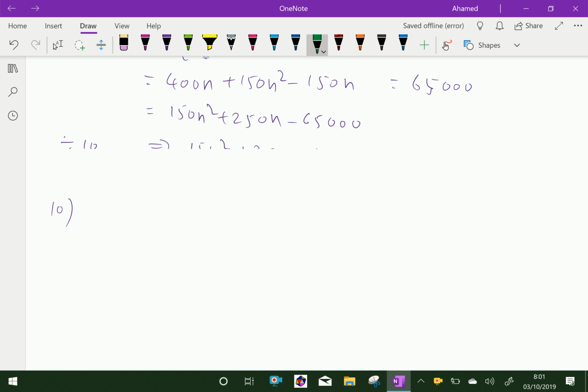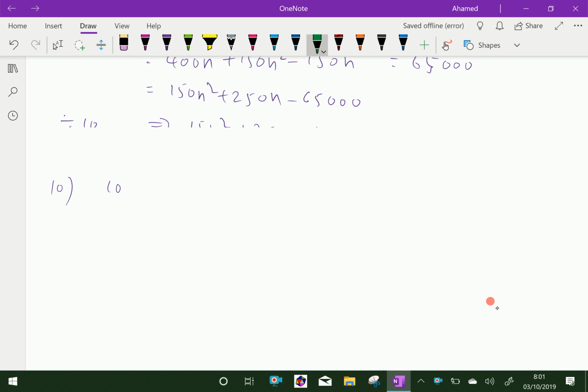Here, the first step requires 100 bricks, and successive steps have 2 fewer bricks. The second step has 98, then 96, 94, and it goes up to 30 steps.